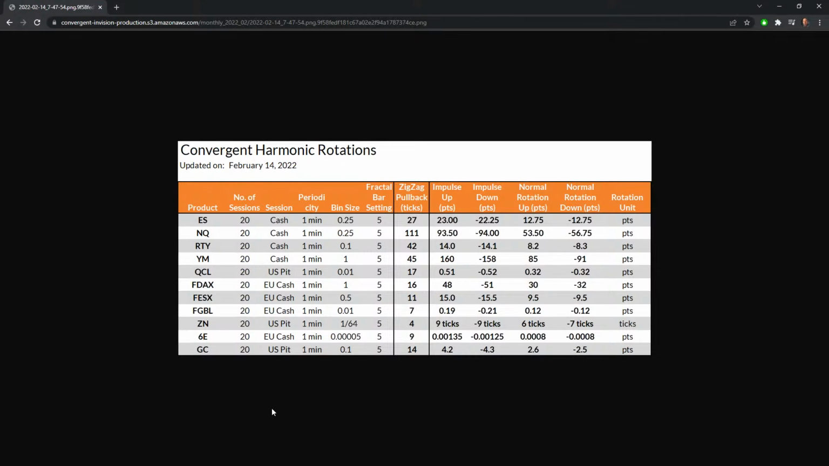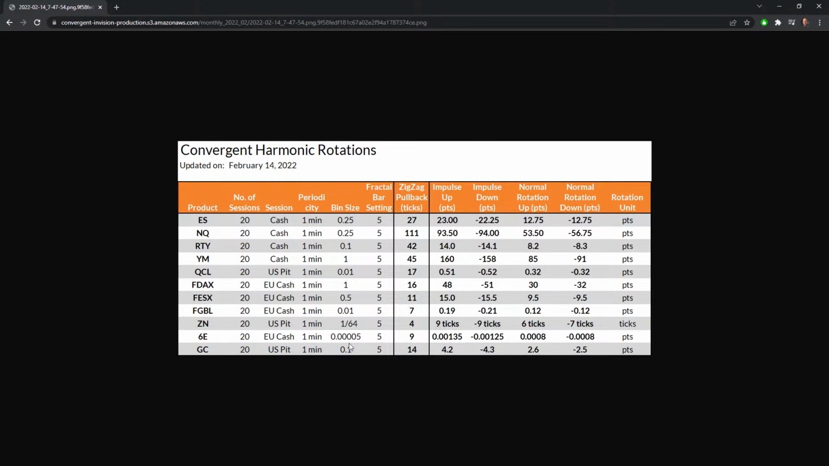Okay, so for the most popular products, we put in the parameters. What were the statistics generated on? We're looking at 20 trading sessions. We're looking at the cash session on certain products, the pit session for crude, because that's just the most active. And for the European sessions, we're looking at EU cash. We're looking at the pit for the 10-year note, EU cash for the 6E, the euro currency, and for gold, we're looking at the US pit.